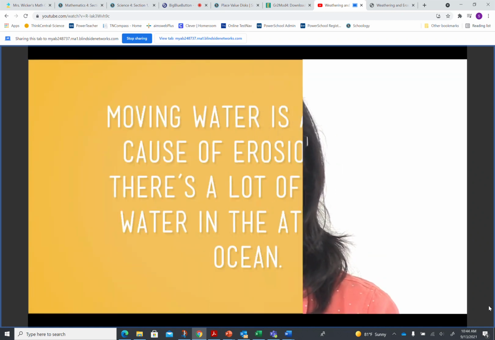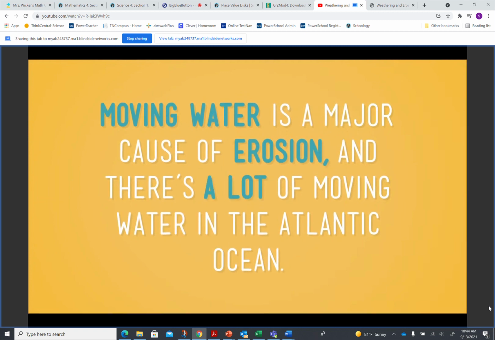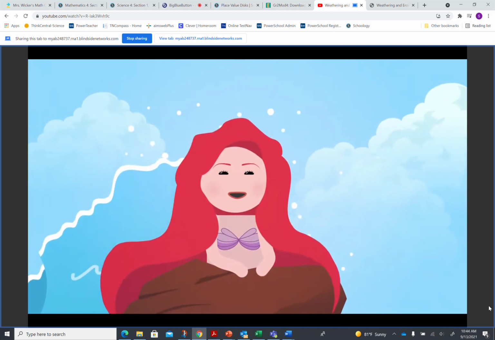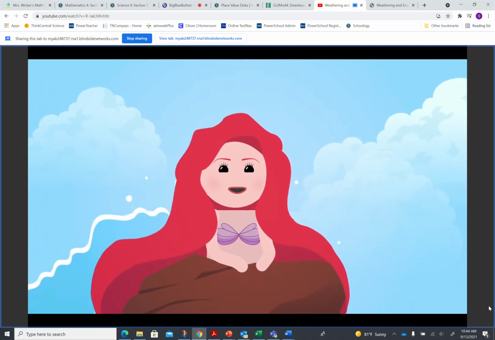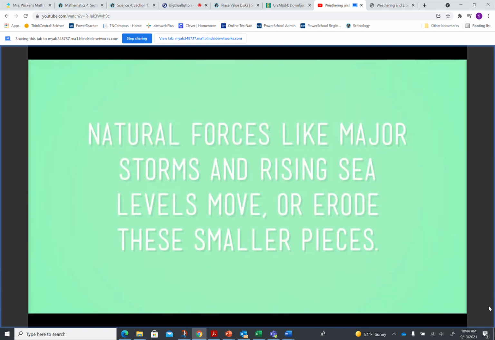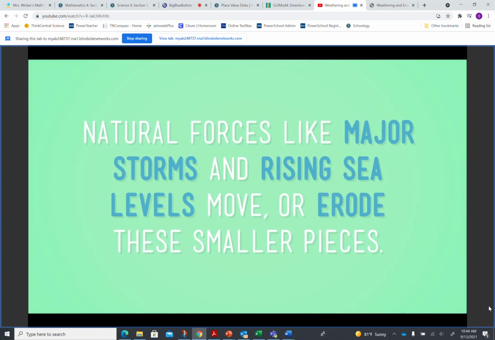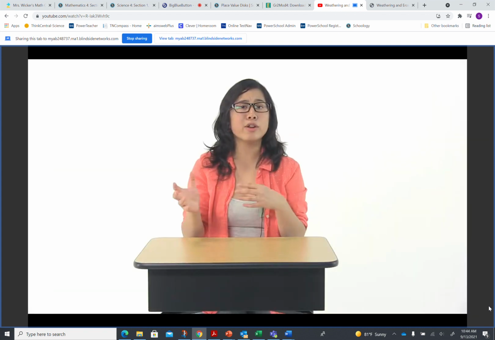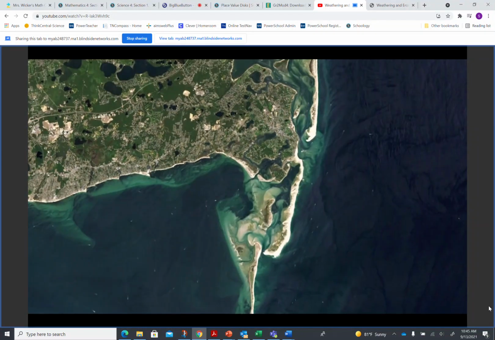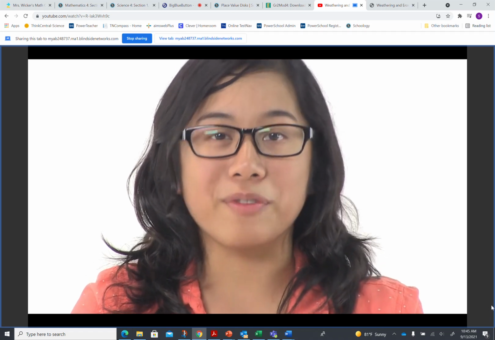So, how did that happen? Well, moving water is a major cause of erosion, and there's a lot of moving water in the Atlantic Ocean. The intense energy of ocean waves crashing on shore causes pieces of the rocky, sandy coastline to break into smaller pieces or to weather over time. Then, natural forces like major storms and rising sea levels move or erode these smaller pieces. Day to day, you might not notice any dramatic changes, but over the course of 30 years, well, as these pictures show, coastlines can change a lot. So, what can we take away from this?